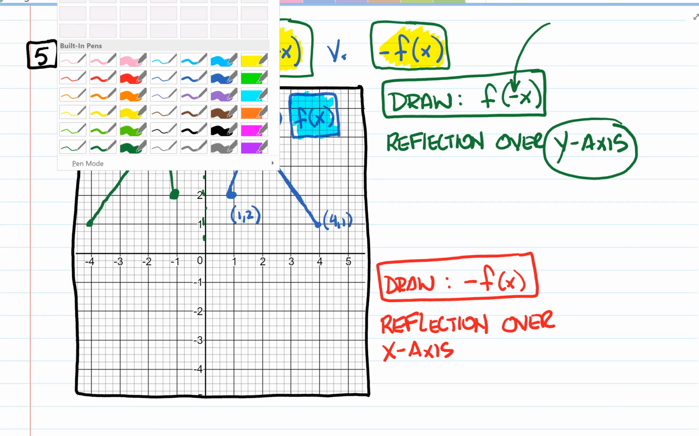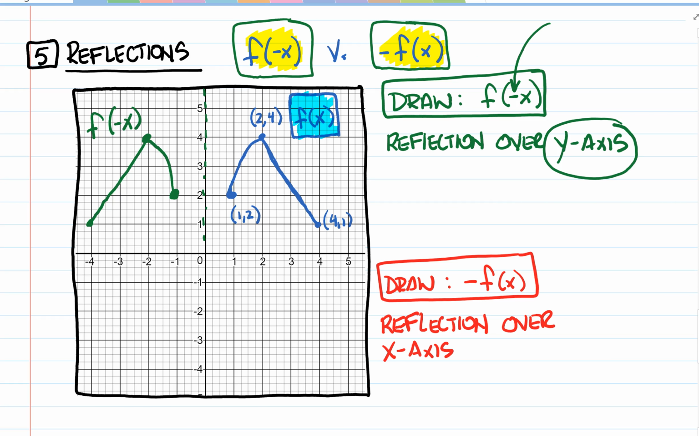Now the red one, okay, if I take the opposite of f of x, it's a reflection over the x-axis. So instead of 1, 2, I would have 1, negative 2. Instead of 2, 4, I'd have 2, negative 4. And instead of 4, 1, I'd have 4, negative 1. So my graph would look something like this if I could draw it perfectly, which I'm trying to do. So it would look something like that.